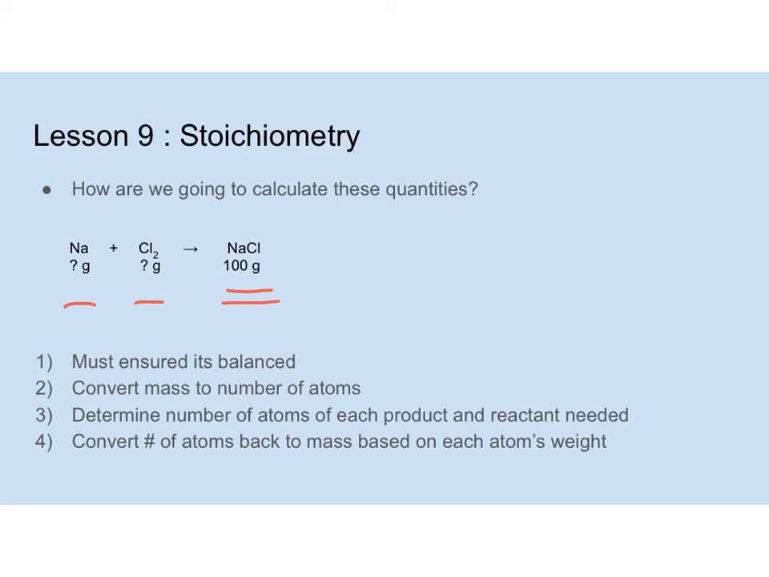Well, before you do that, you're first going to have to balance this. And then once it's balanced, we're going to go through some calculations. So the first thing we have to do is balance. The next calculation we're going to do, we have to convert mass to a number of atoms. If I want to know how many grams of chlorine is over here, I have to know how many atoms of chlorine are over here.